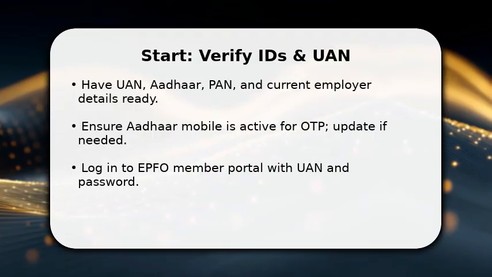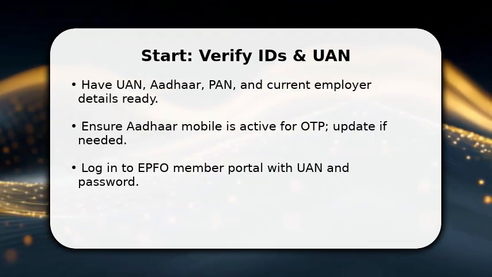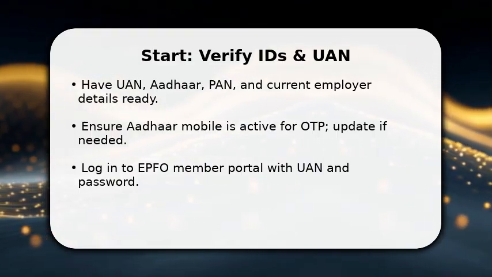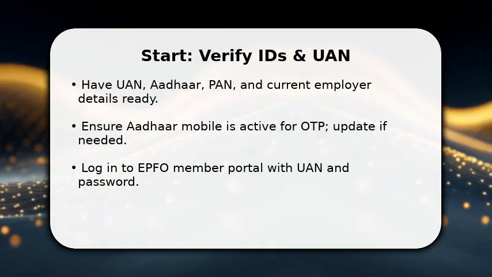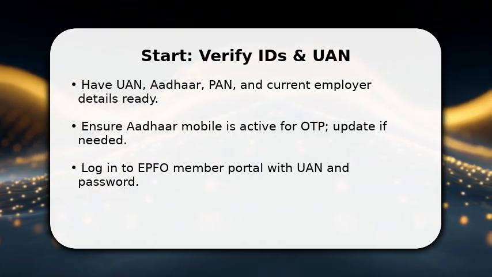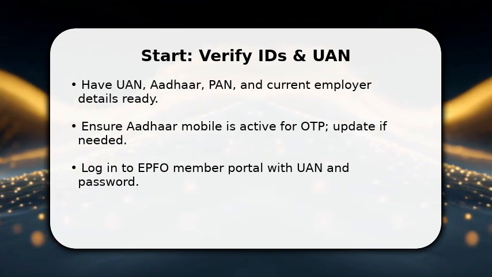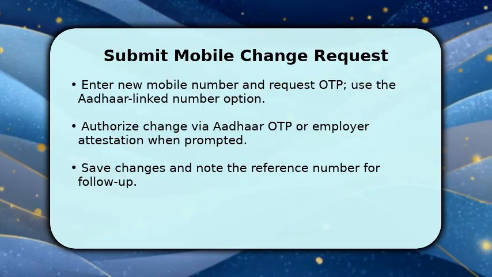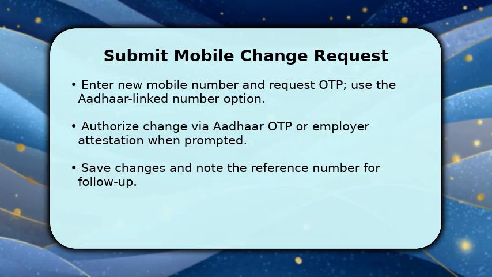Make sure your Aadhaar-linked mobile can receive OTPs. If not, pause and correct that with UID first. This prevents delays. After selecting Update, enter the new number and request OTP, so you can prove ownership in the next step. Once you've requested the OTP, input the code sent to the Aadhaar-linked mobile and authorize the change.